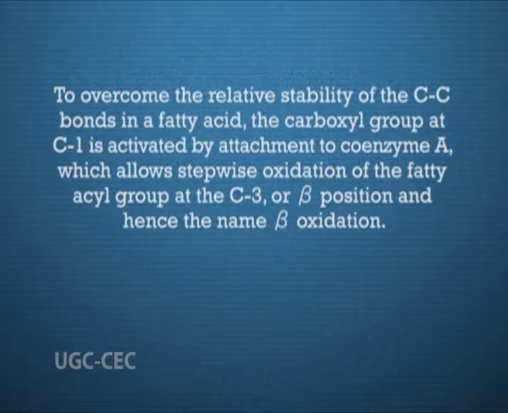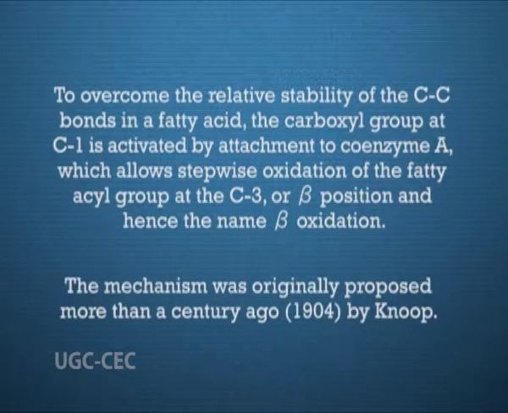To overcome the relative stability of the carbon-carbon bonds in a fatty acid, the carboxyl group at C1 is activated by attachment to coenzyme A, which allows the stepwise oxidation of the fatty acyl group at the C3 or beta position, and hence the name beta oxidation. The mechanism was originally proposed more than a century ago, that is in 1904, by Knoop.